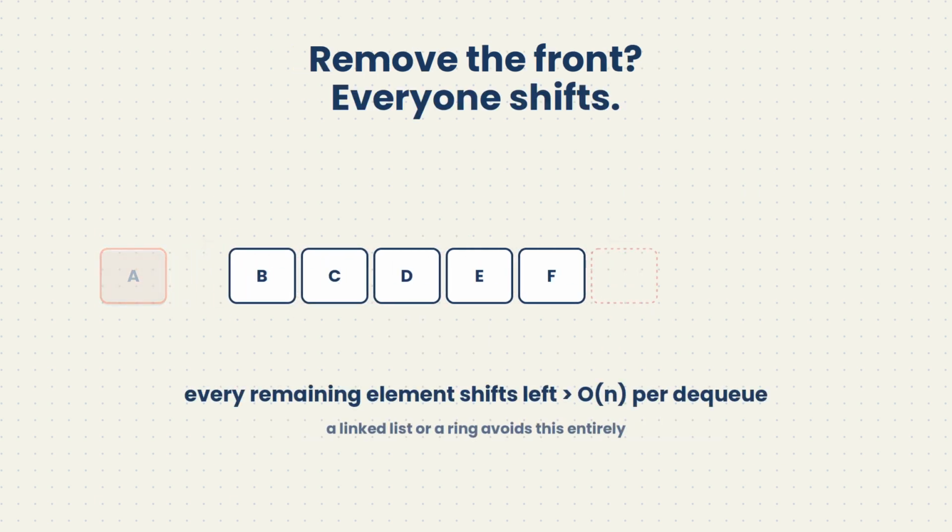If you build a queue on a plain array and treat index 0 as the front, then every time you dequeue, all the remaining elements have to shift one step to the left to fill the gap, and that is O of n on every single dequeue. A linked list with head and tail pointers avoids this completely, giving O of 1 at both ends.